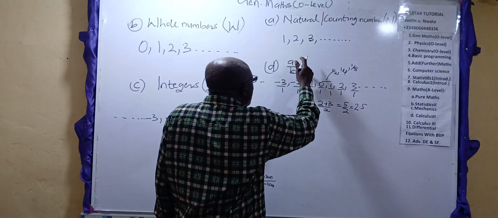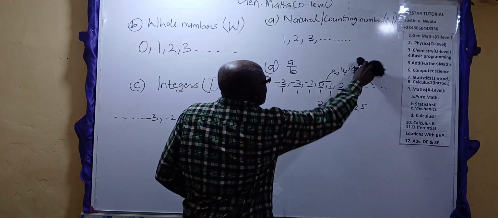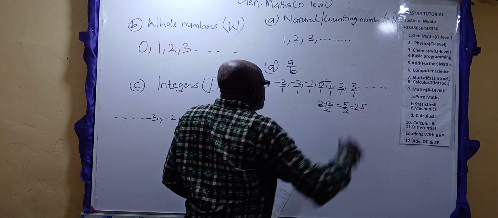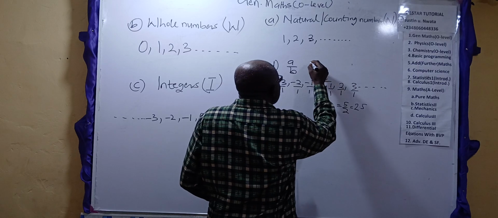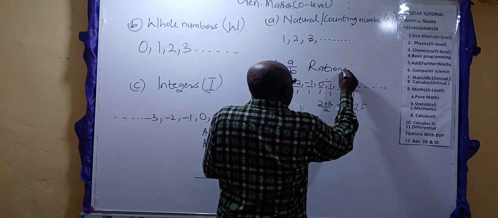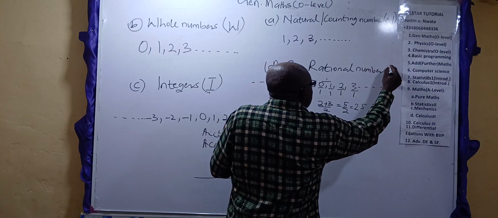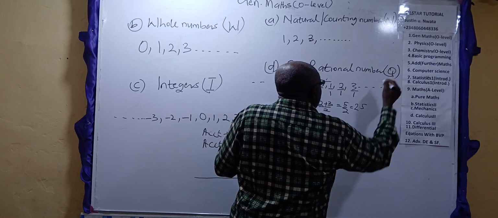Any number that can be written 1 up and 1 down is called a rational number. And the symbol is big Q. It's called a rational number.